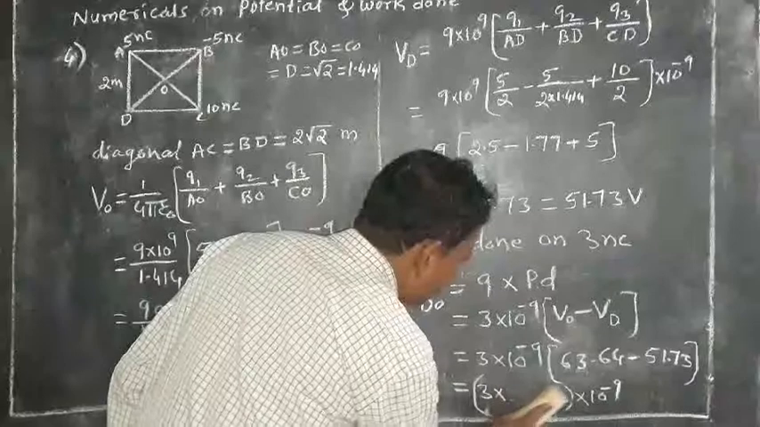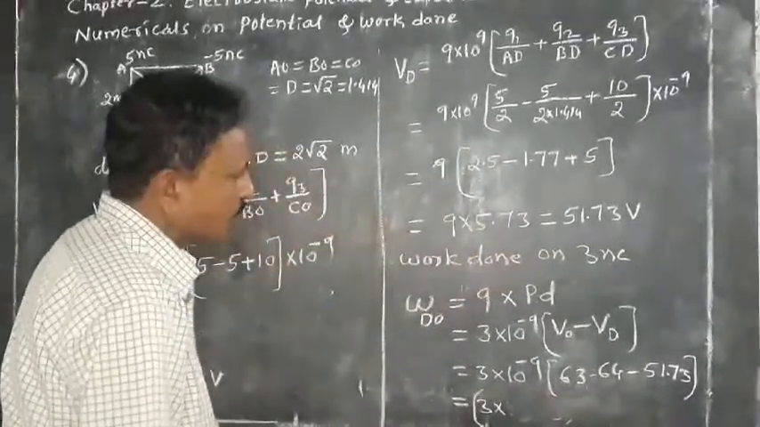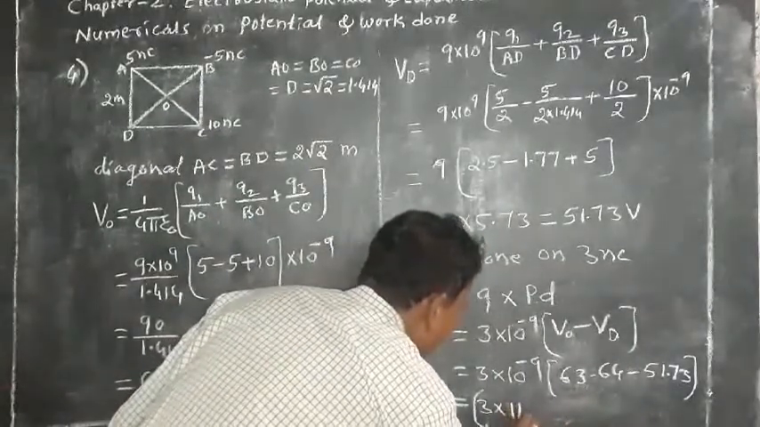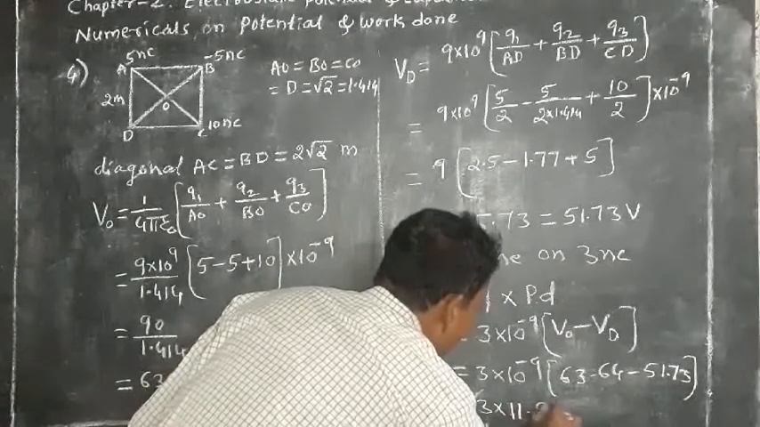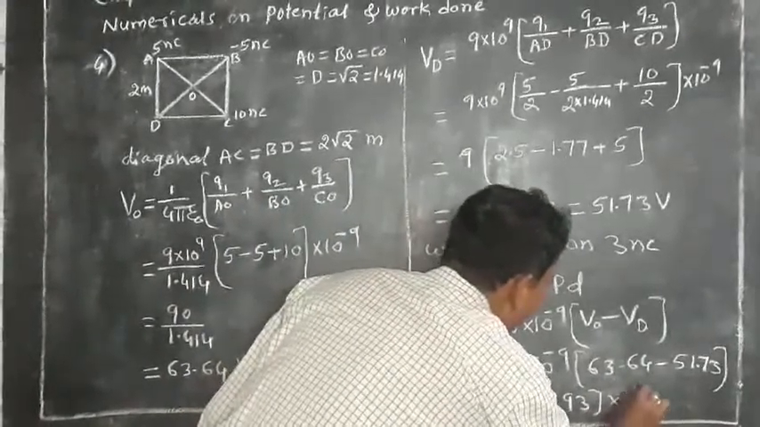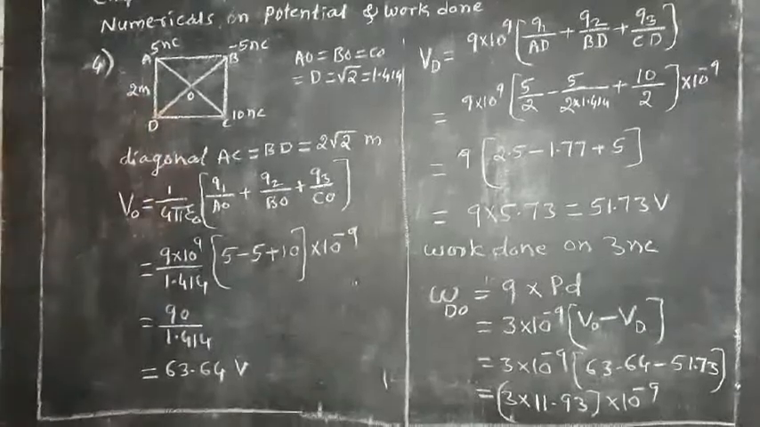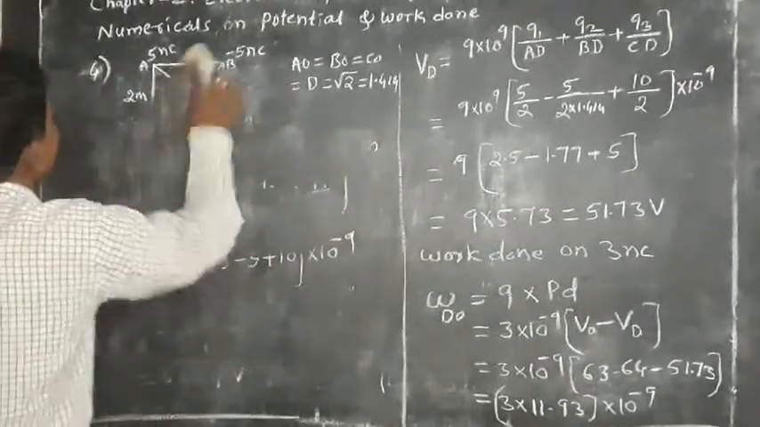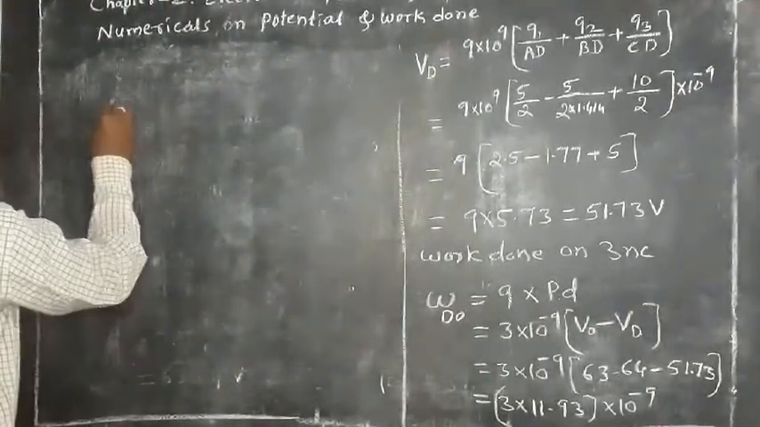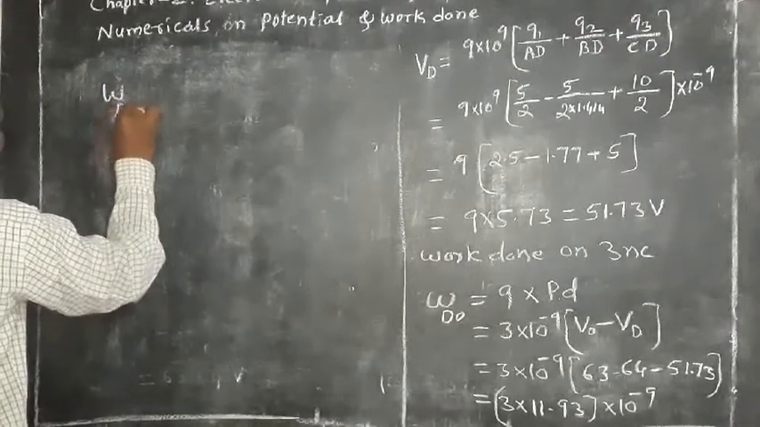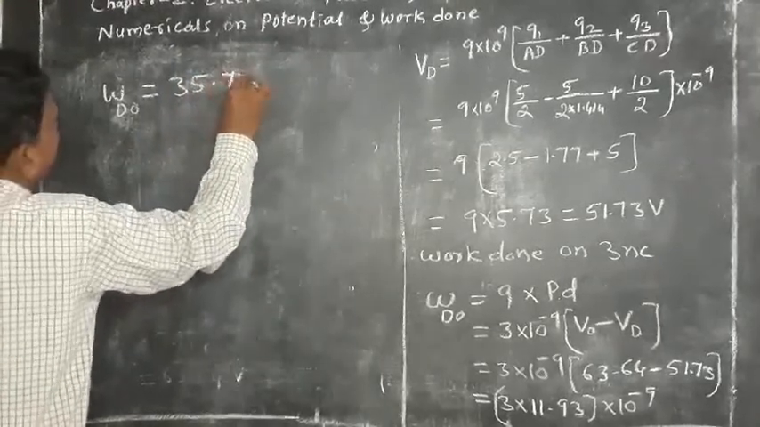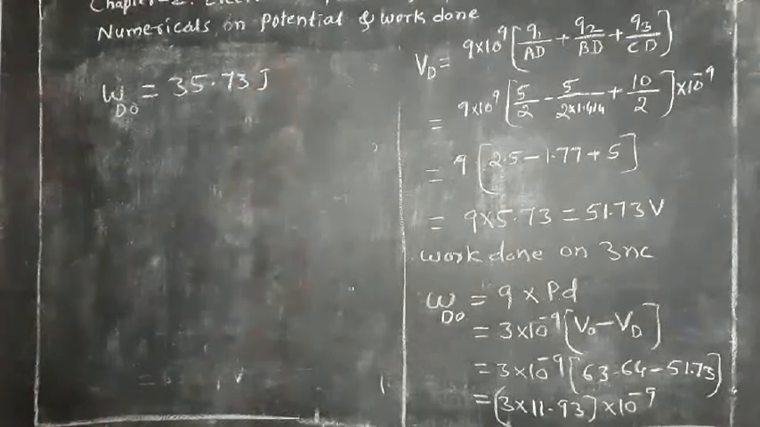63.64 minus 51.73 is equal to 11.93. 11.93 into 10 raised to minus 9, and 3 into 11.93 is equal to 35.73 joules. Joule is the SI unit of work.